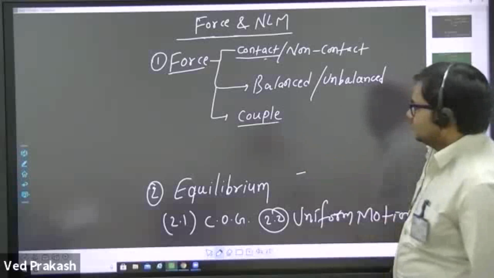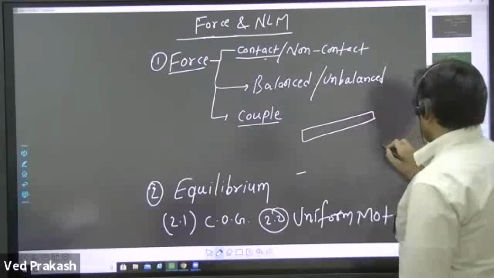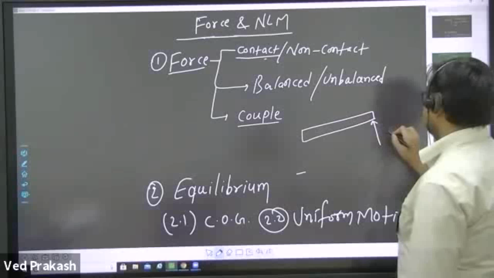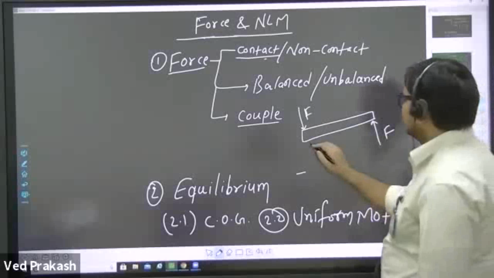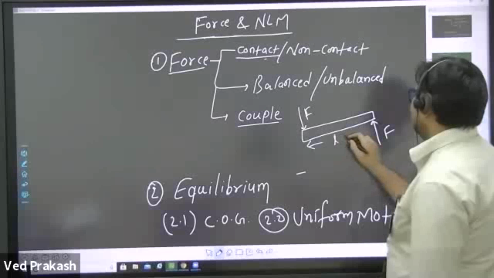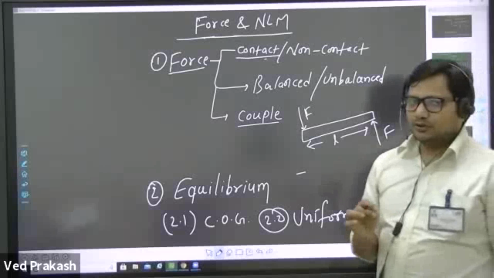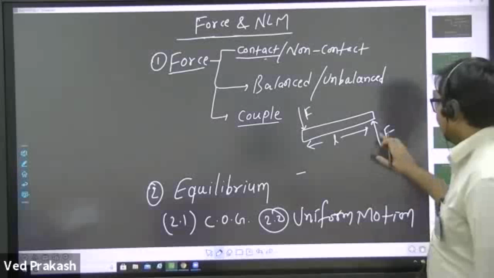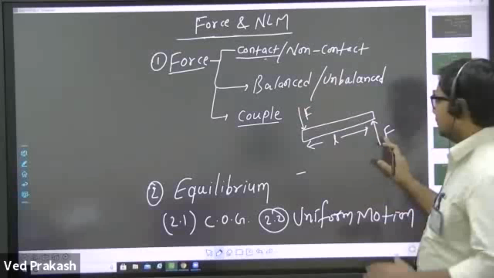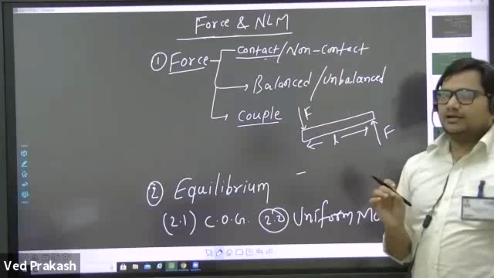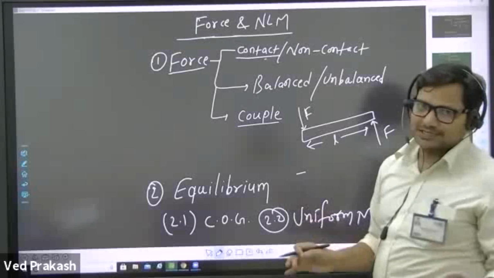Now we will see what a couple is. Suppose two forces are acting on a rod in different directions, this force is F and this force is F. And suppose the separation between these two forces is L. If someone asks you to find the net force acting on this rod, then your answer should be 0, because one force is acting in the downward direction and the other in the upward direction. Both are acting in opposite directions, and we all know that if two forces are acting in opposite directions, then the net force on the object is equal to 0.